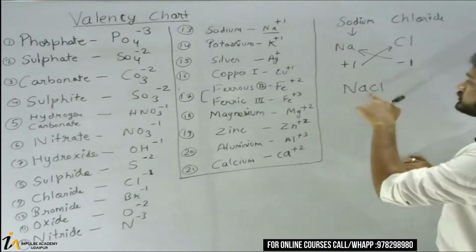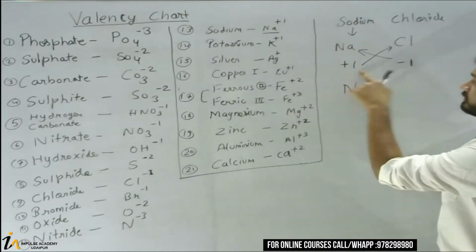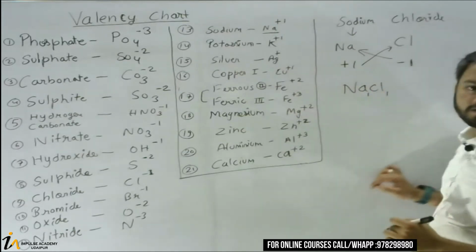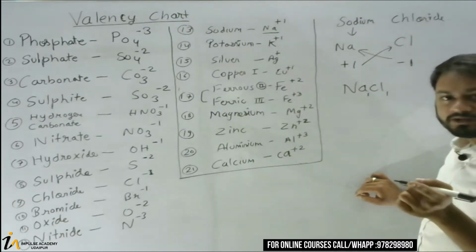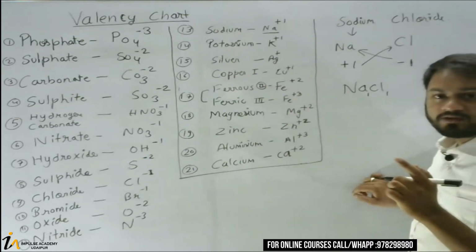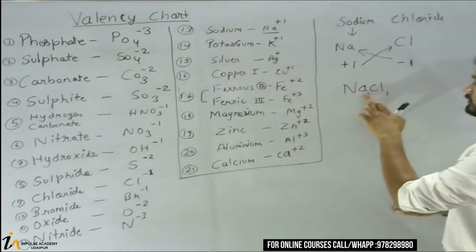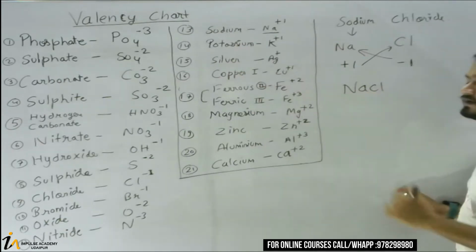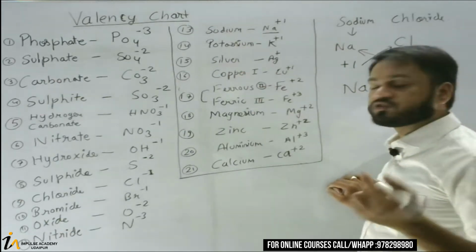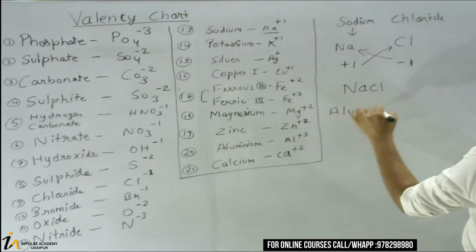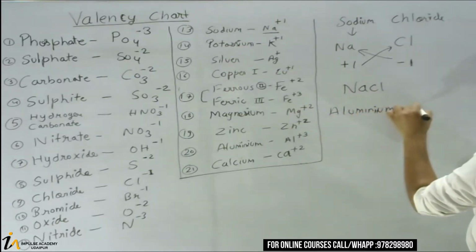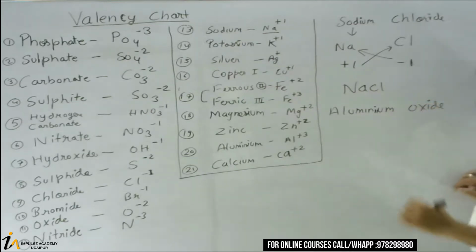Now we can put the charge if there is one. So we can write Na1Cl1 after crossing it. But here the charge is 1 only on both sides. So that's why we have written only NaCl. We will not write 1 or anything. Now suppose we have aluminium oxide. Suppose we take aluminium oxide.